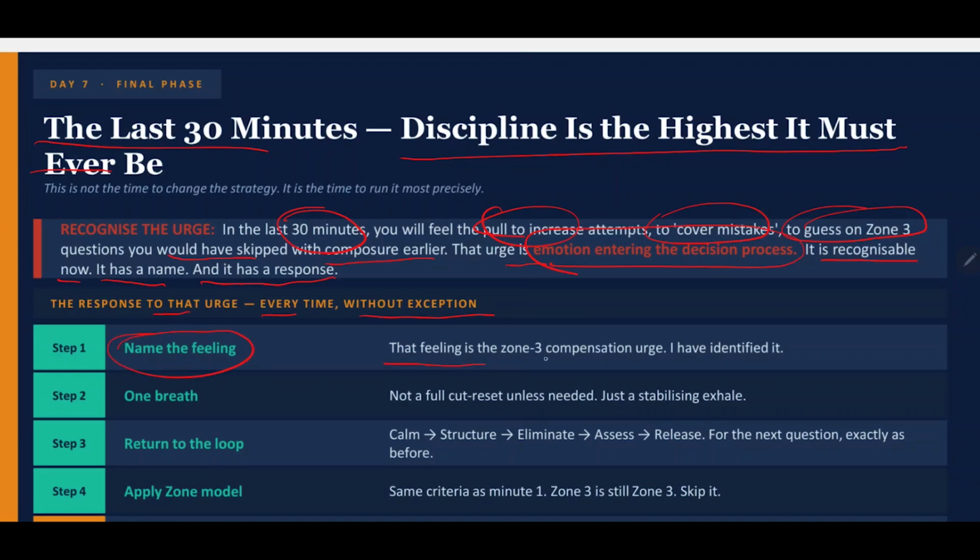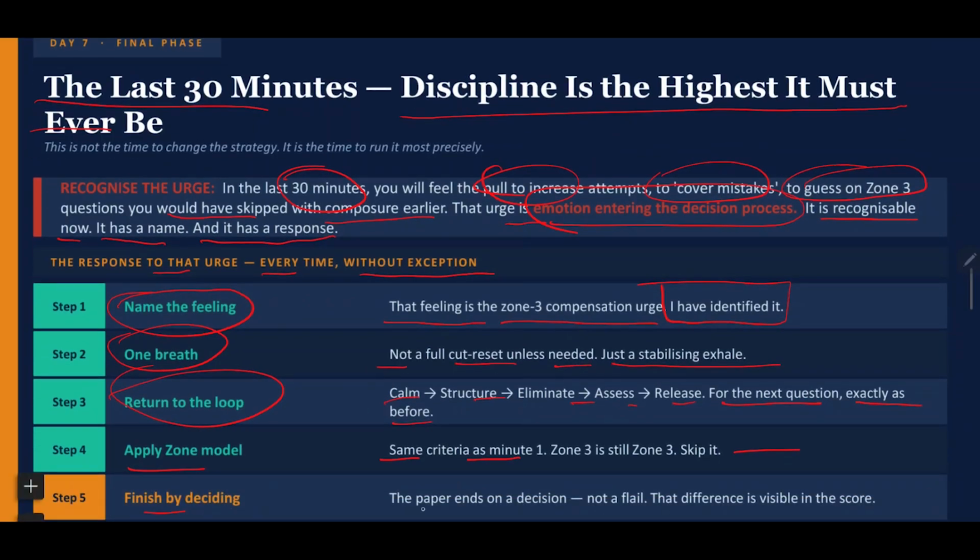That feeling is the zone 3 compensative urge. I have identified it. One breath, not a full reset unless needed, just a stabilizing exhale. Return to the loop. Calm structure, eliminate, release for the next question exactly as before. Apply the zone model, same criteria as minute 1. Zone 3, still zone 3. Skip it. Finish by deciding. The paper ends on a decision, not on a guess.